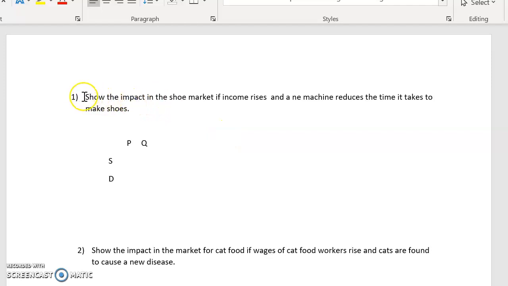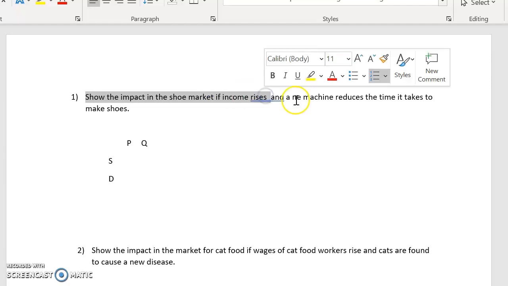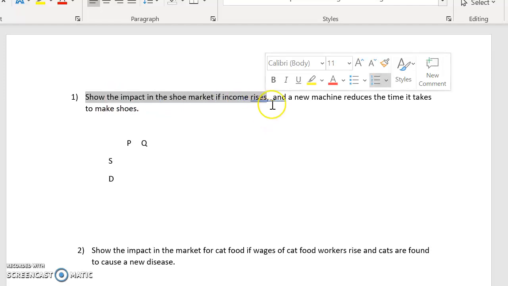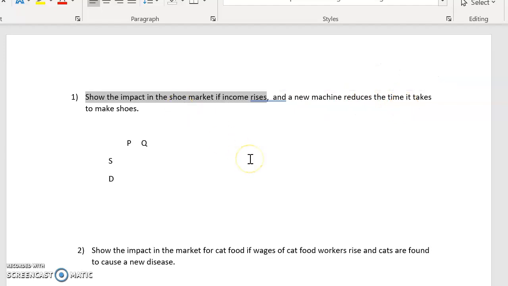First of all, you're going to have a sentence that's given to you where you have two independent clauses showing that two things are happening. I better write this correctly. All right, so here's our example. Independent clause 1: show the impact in a shoe market if income rises, okay? And a new machine reduces the time it takes to make shoes, okay?